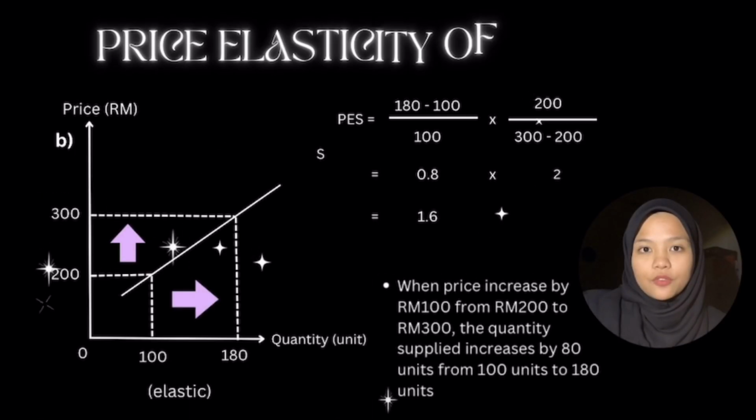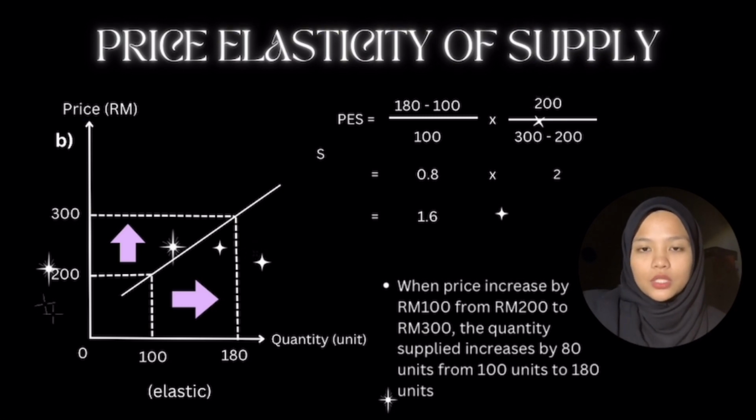Last, for question 4C, using the same method as in questions A and B, the value that I received using the formula is 1.6, which means the type of curve is elastic. As we can see, the price is increased from 200 ringgit to 300 ringgit, and the quantity of supply also increased from 100 units to 118 units.